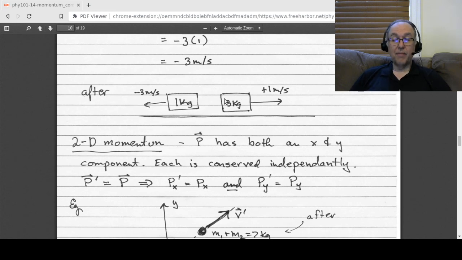So this is an example of making use of the fact that a collision was elastic to determine both v1 and v2 after the collision. So you could actually have two unknowns. All right, that's enough for 1D. Let's move on to 2D.